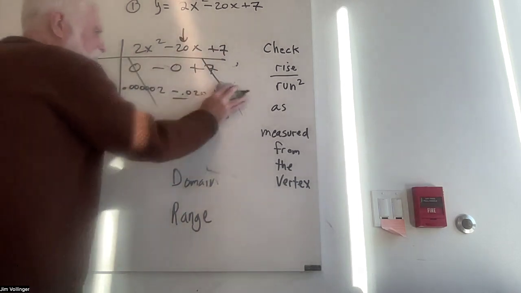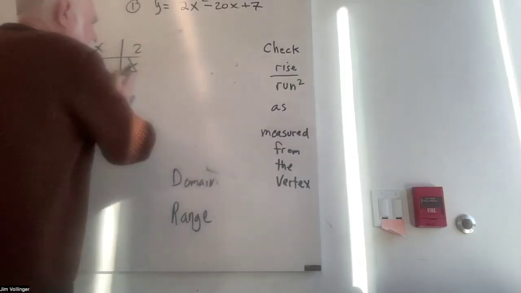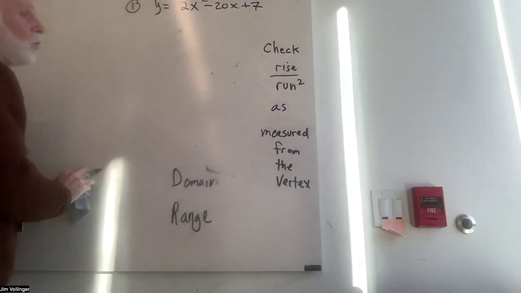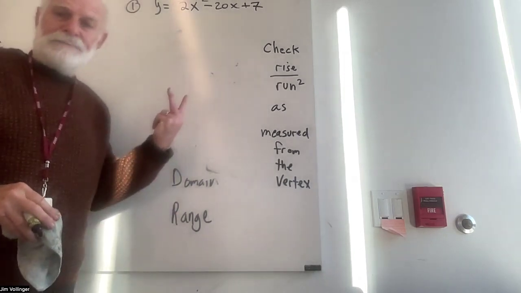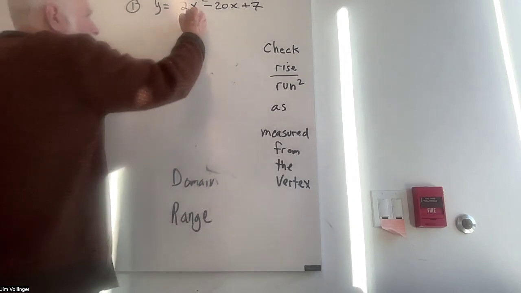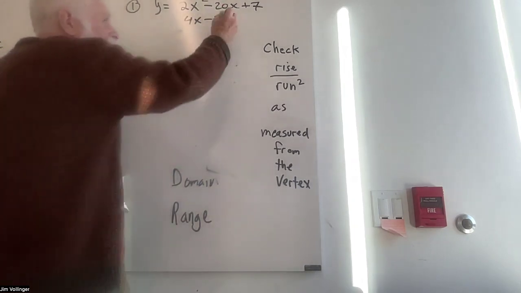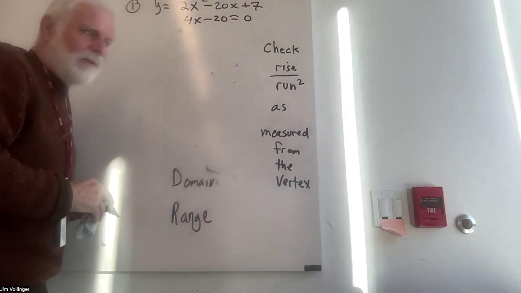All right, now I'm ready to do the 30 seconds. And maybe I won't talk at all. Maybe I'll just do the graph based on that process. Remember, this is going to become 4x minus 20. And I'm setting that to 0. Okay, I think I can do that in my head.